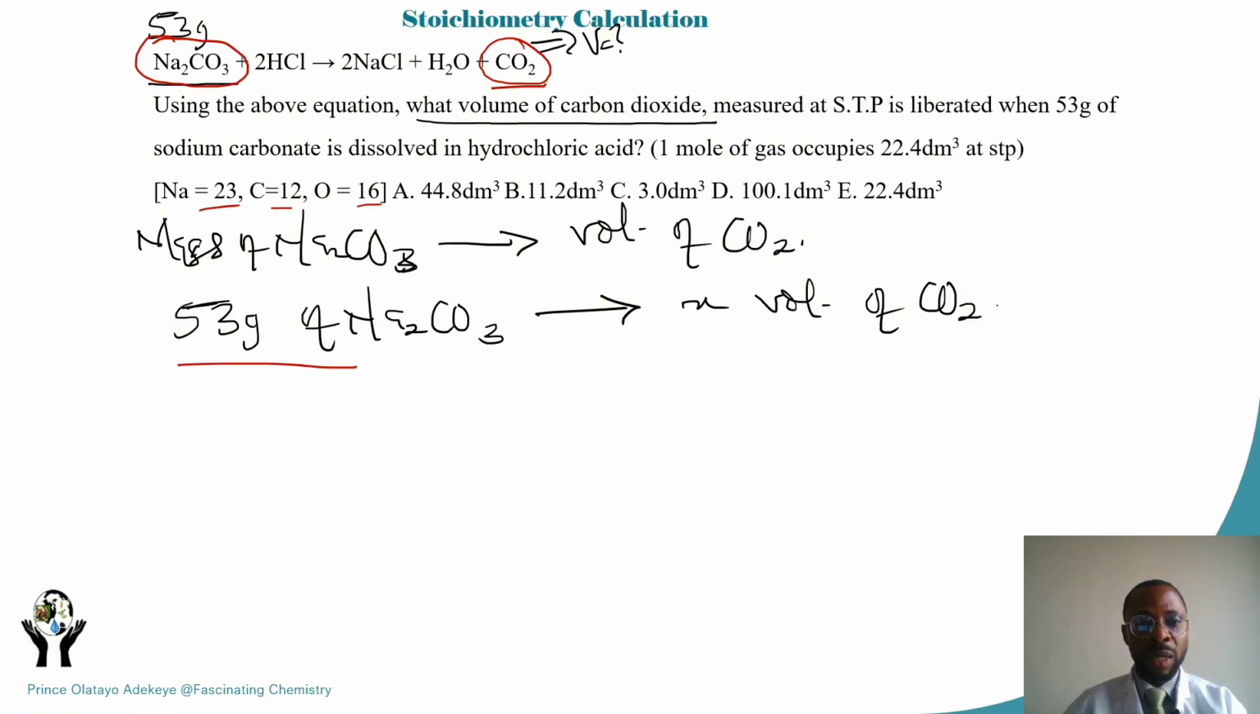So if you do that, the molar mass of sodium carbonate, which is Na2CO3, if you add it up together, that will be 23 plus another 23 plus 12 plus 16 times 3, that should give you 106 grams of the sodium carbonate. That should be the molar mass.